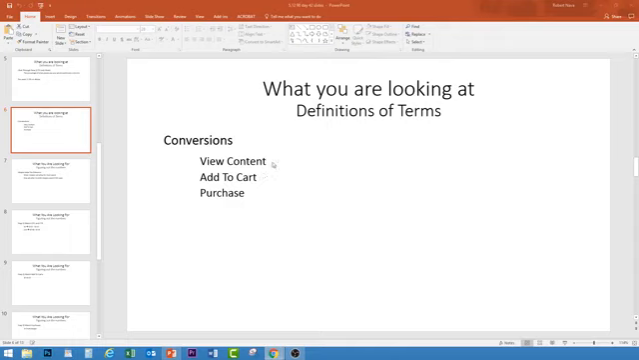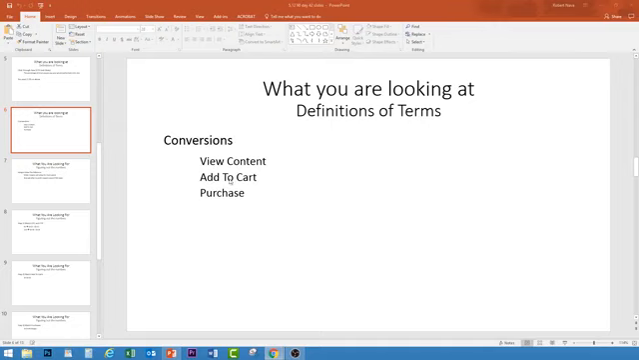Okay. So now here's the thing to understand about these conversions. Everybody that purchased did so by adding to cart, and everybody that added to cart did that by viewing the content. So there's a flow here, right? There's a flow where people are going to be visiting a web page with your product. When they visit that web page of your product, they're going to be interested in it and they're going to add it to their cart.